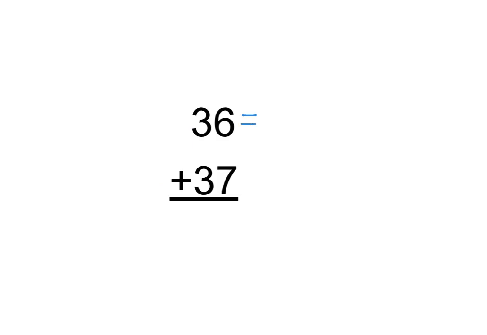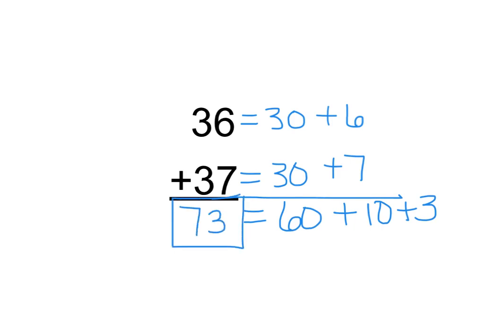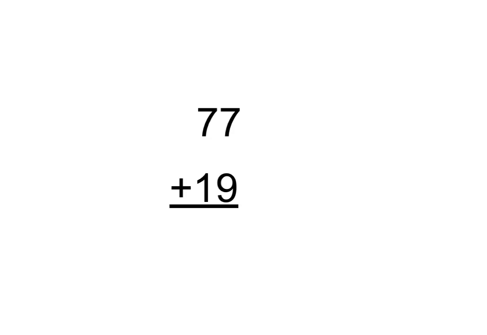All right, 36 is 30 plus 6. 37 is 30 plus 7. 30 plus 30 equals 60. 6 plus 6 is 12. So 6 plus 7 is 13. We have a doubles plus 1. 60 plus 10 is 73. Again, pause and solve.